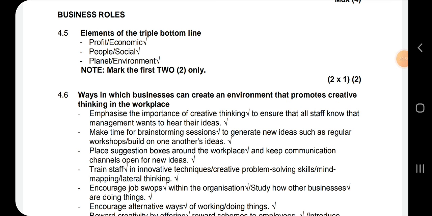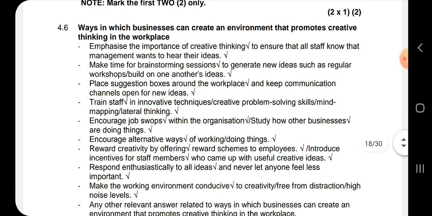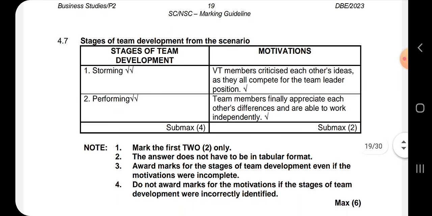So those are the elements of the triple bottom line: profit, people, planet. Any 2, you get your marks. Ways in which businesses can create an environment that promotes creative thinking: emphasize the importance of creative thinking to ensure that all staff know that management wants to hear their ideas. How to make people more comfortable with giving out ideas to the management. Make time for brainstorming sessions to generate new ideas, such as regular workshops. Build on one another's ideas. Any other relevant answer? And then 4.7, stages of team development: storming, performing.